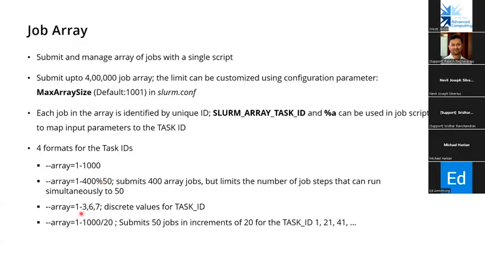Or we can specify discrete values for the task ID. In this case, it ranges over 1, 2, 6, and 7. Those values are assigned to SLURM_ARRAY_TASK_ID, and those can be used to run the parametric analysis. And lastly, we can jump the increments by a particular value. In this case, it jumps by 20 for each value that we have.